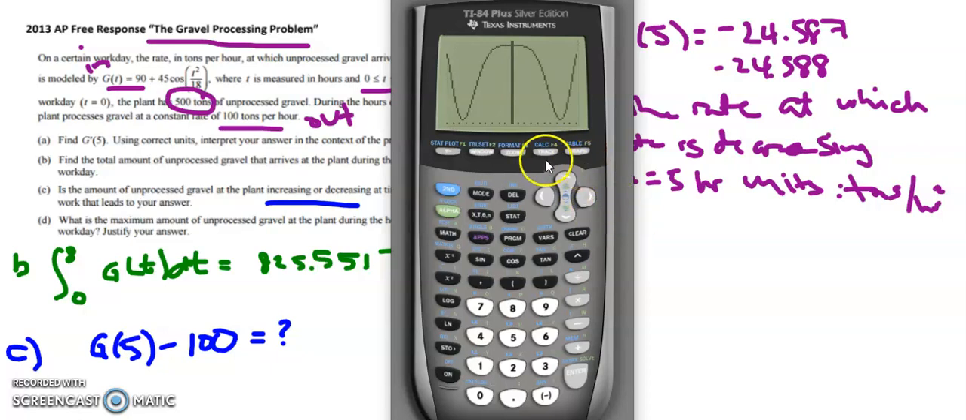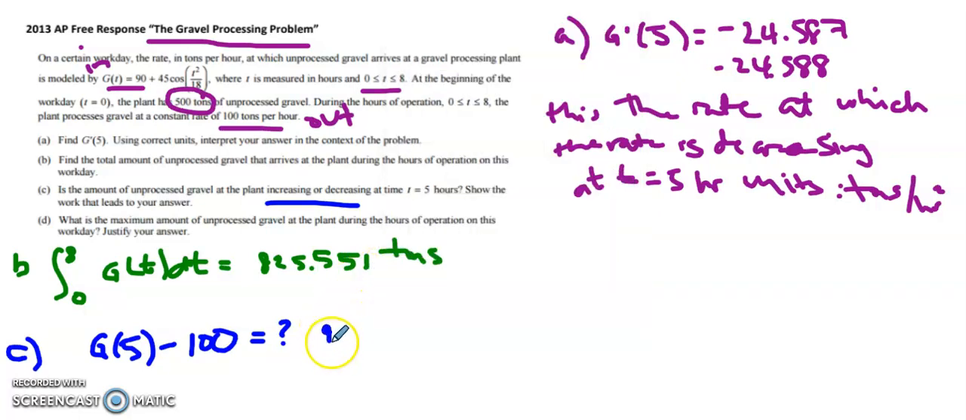Okay, so I'm going to evaluate this. Second trace value is going to be 5. So at time equals 5, my rate in is 98.141. Your rate out is 100. That expression is less than 0. And so the amount of unprocessed gravel at the plant is decreasing at time equals 5 hours.